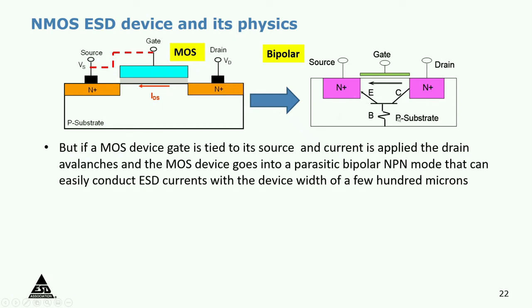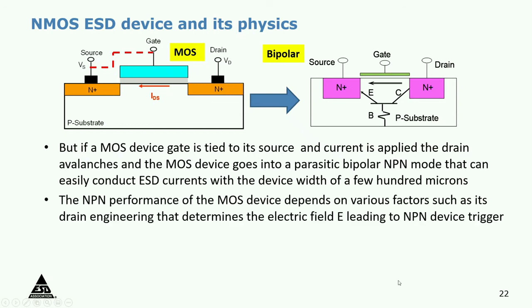This turns into that, where the drain becomes the collector, and the source becomes the emitter of a bipolar device. The question is, how does it turn on into a bipolar device? Okay?